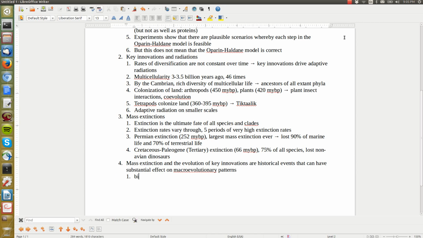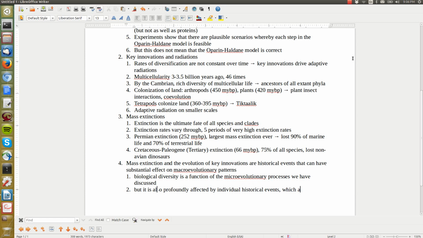So it is true that biological diversity is a function of the microevolutionary processes we have discussed. In other words, biological diversity is certainly driven by a product of mutation, selection, genetic drift, gene flow, or the lack of gene flow between populations, and the evolution of novel species through the evolution of reproductive isolation. But it is also profoundly affected by individual historical events, which are generally going to be less predictable.